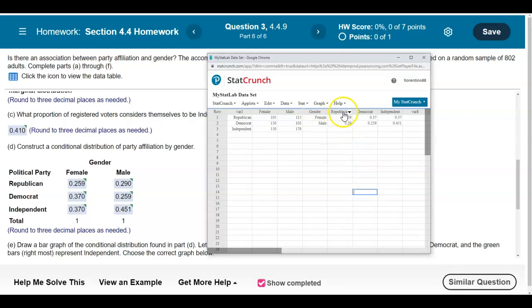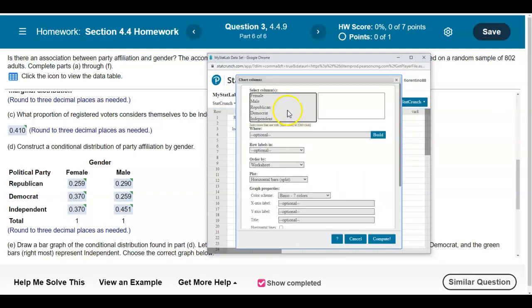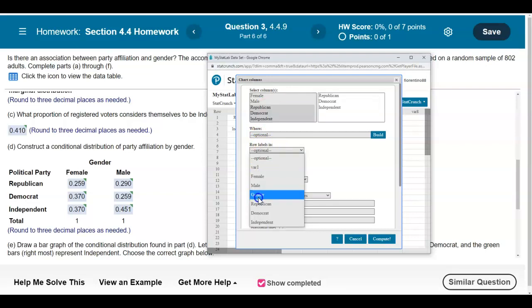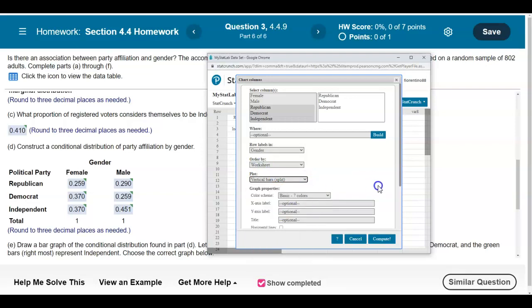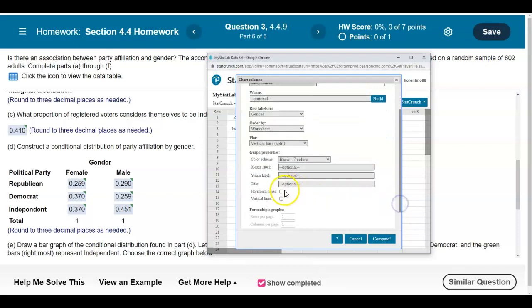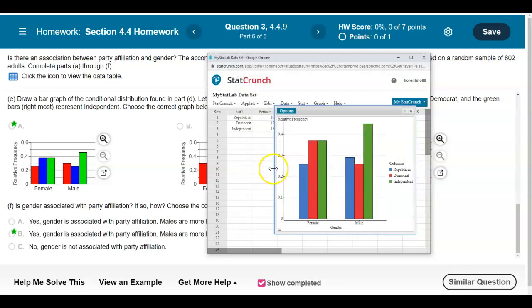Okay, now what we're going to do is we're going to use those columns to generate our bar graph. So we're going to go to Graph and then go to Chart and select Columns. We want to make sure that our columns are going to be Republican, Democrat, and Independent. The row labels are going to be the column that we call Gender. And then we want the vertical bars that are split. And then we also want to make sure that we can see the horizontal lines to help us see what that looks like. Okay, and then we can type and say that the y-axis is going to represent the relative frequency. So let's go ahead and select Compute.